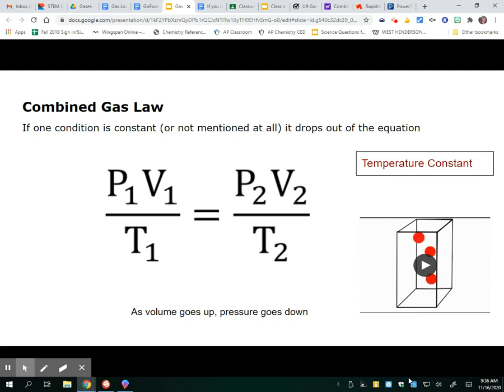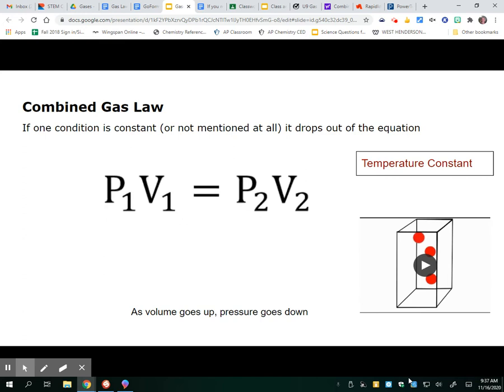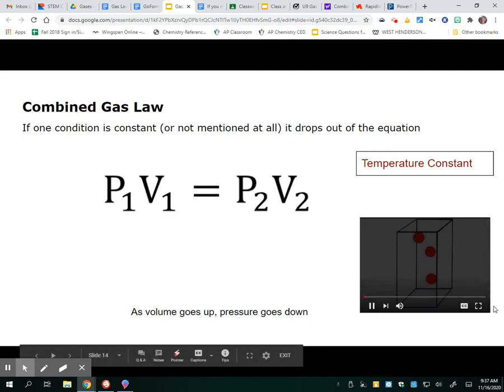Now, it's important to know this because on your reference tables, you're given the combined gas law. And so we need to be able to come up with the individual gas laws from this one equation. So if temperature is constant, so our temperature is not changing, we're just going to see a relationship between pressure and volume.